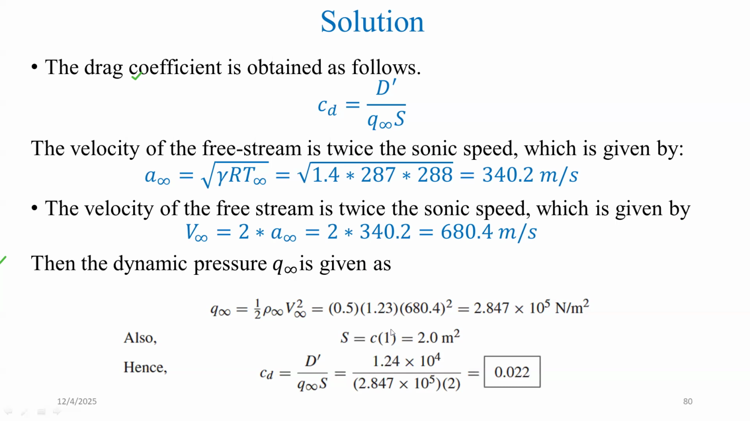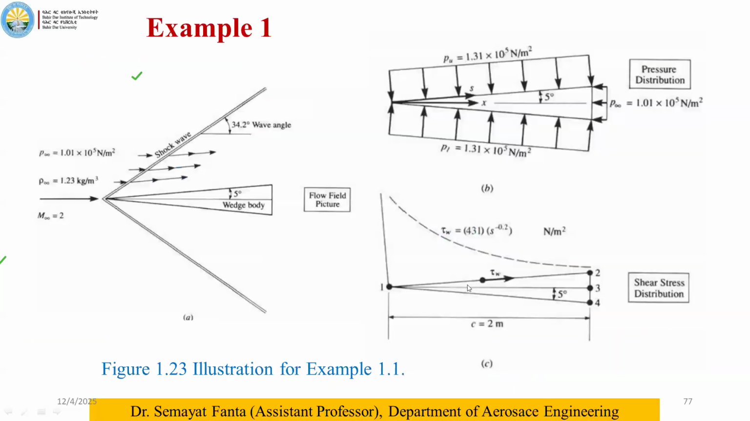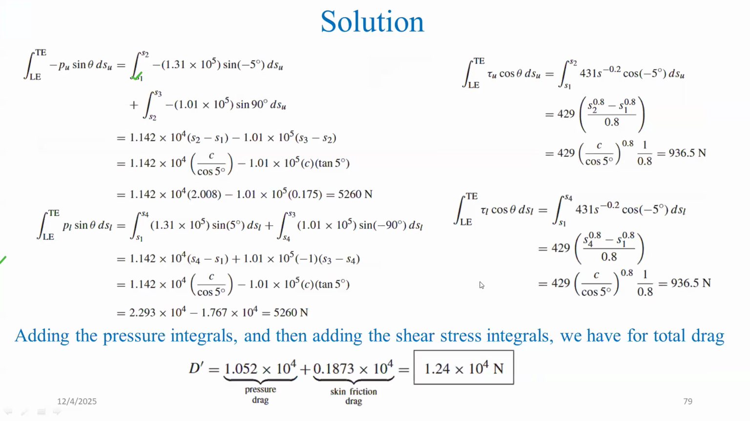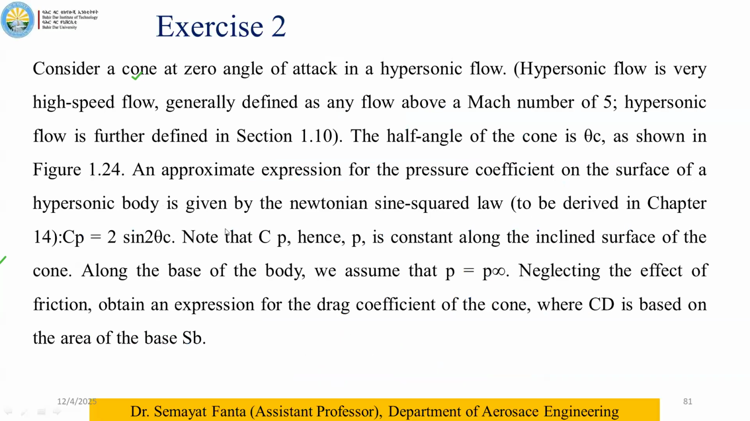Area for a two-dimensional object, because this wedge is two-dimensional, we cannot represent it by 3 dimensions. So just taking a unit length, C times 1 gives us 2 meters. C is 2, 1 is 1, so that's 2 meters squared. Then you can directly apply it to this equation, and finally you can get the drag coefficient.